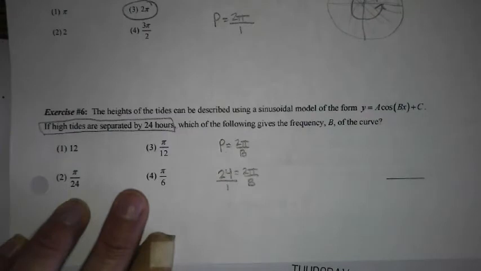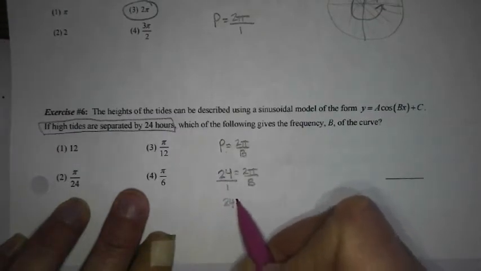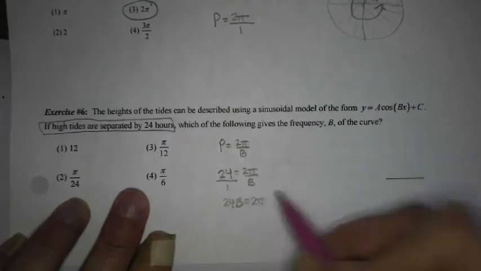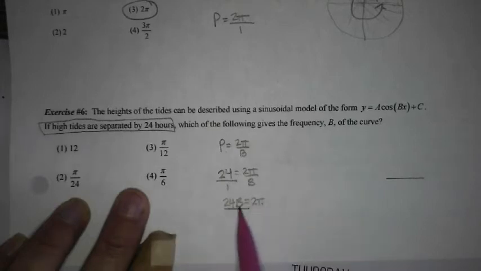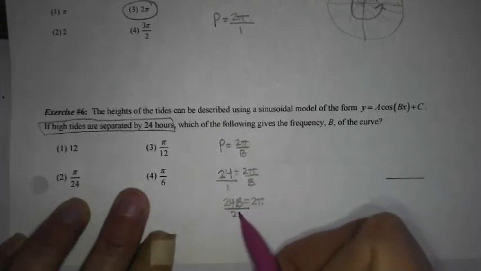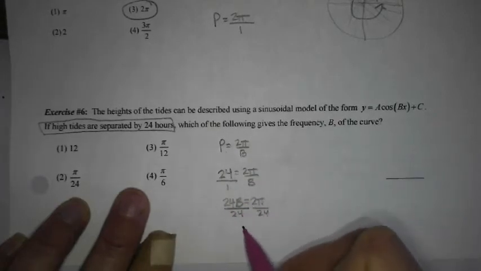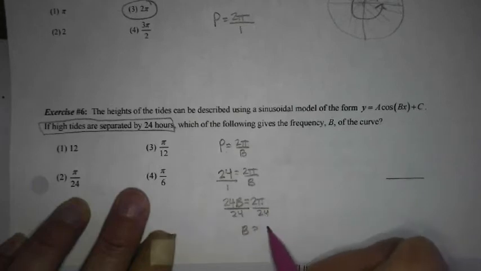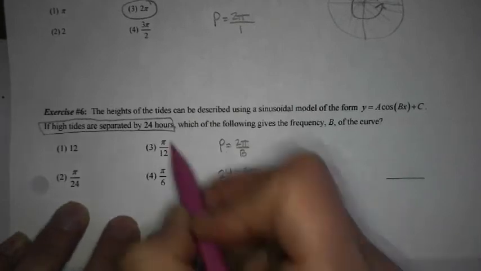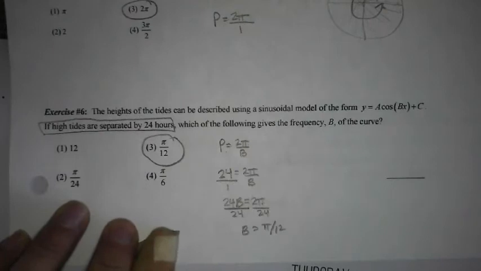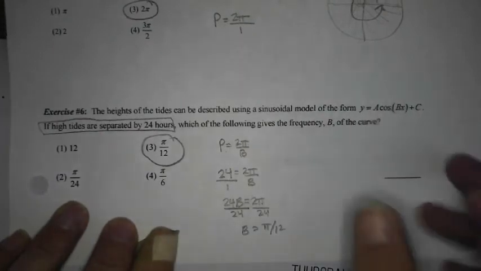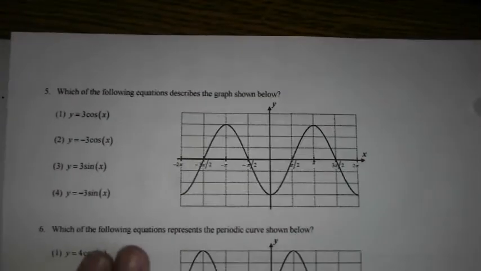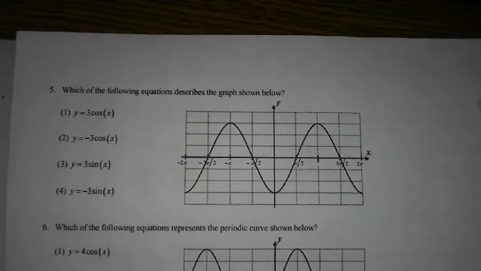So put that 24 over 1, cross multiply, 24b equals 2 pi, and divide by 24 because we're solving for b. And b equals 2 pi over 24, which reduces to pi over 12, so our answer is 3. Any questions on that one? Okay. Take a minute, think about number 5.